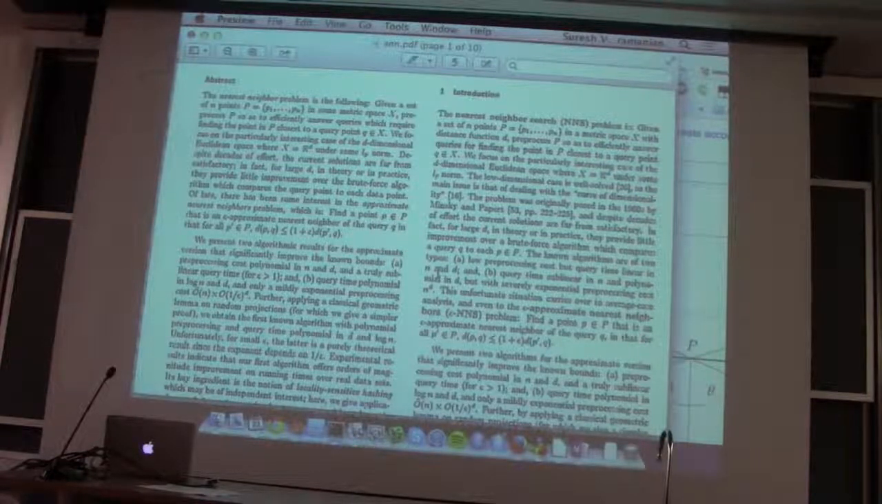Where X is equal to R^d under some l_p norm. That would make no sense to me when I first heard this, unless you know what a norm is. So again, ignore it for now. If you need it later, you'll come back to it. So there's some space and it's got some distances and I want to find nearest neighbors. Okay, so far so good.